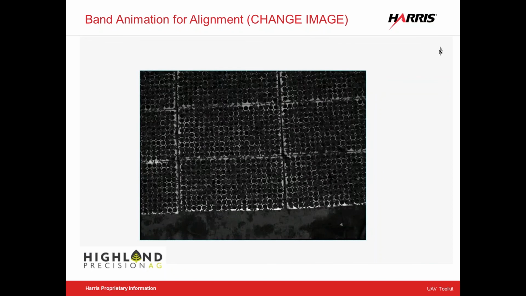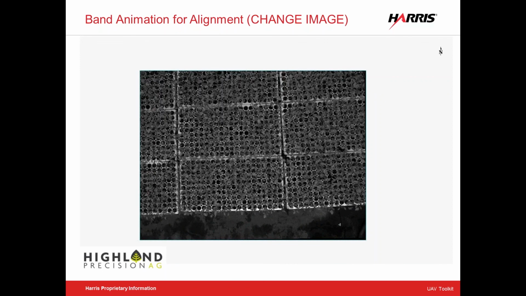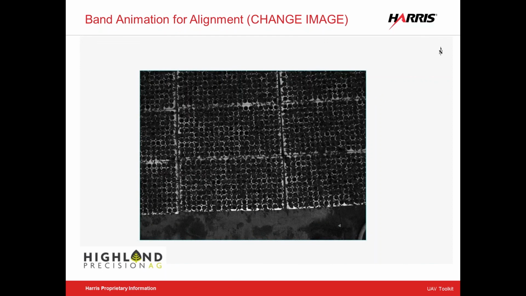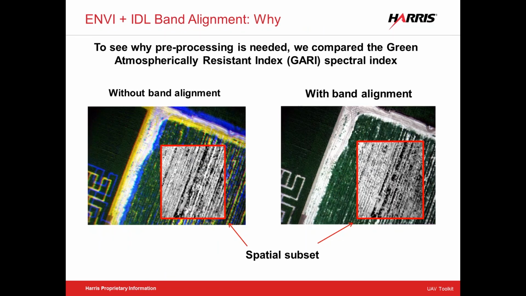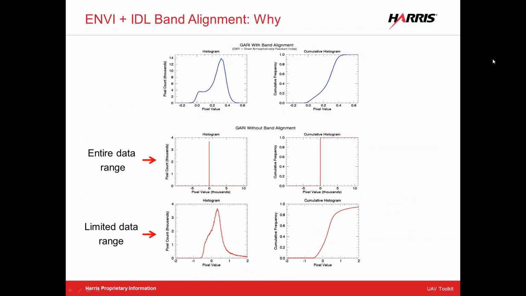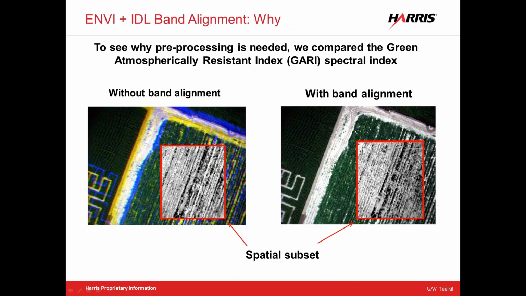To give you a look, we did a comparison using the green atmospherically resistant index, or GARI, that's what I like to call it. With the same image I showed earlier, here we have a spatial subset. The image on the left has GARI without band alignment, and the image on the right has GARI with band alignment, within that red box. Just as grayscale images, you can't see much of a difference between the two.